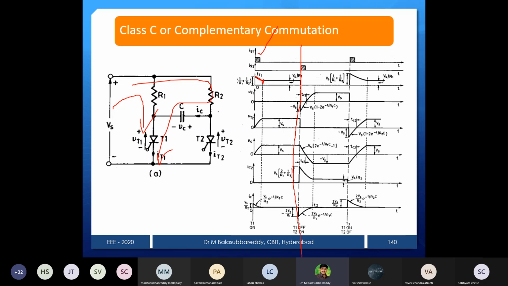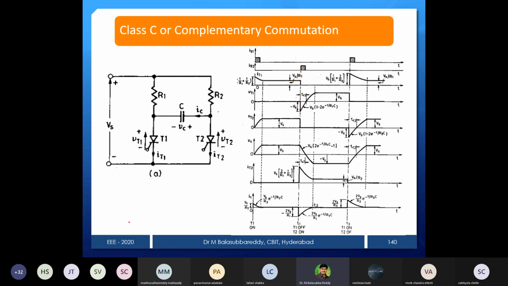Once it reaches complete charge, no current will flow and it will maintain only Vs by R1. And the thyristor is on 0. And the thyristor 2 voltage is the same as the capacitor voltage, so that's why these two waveforms are the same at this instant. And then IT2 is off state, current is 0. And IC means whatever capacitor current. So this is the one mode of operation.